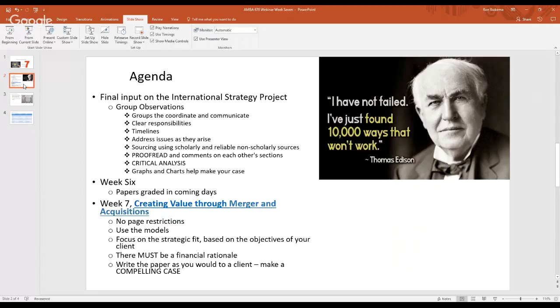And then I wanted to add the issue on proofreading. Again, please proofread, proofread, proofread. It's important that you proofread your own work before submission, but I also suggest highly that there is a group proofreader at least once and probably twice for this paper.